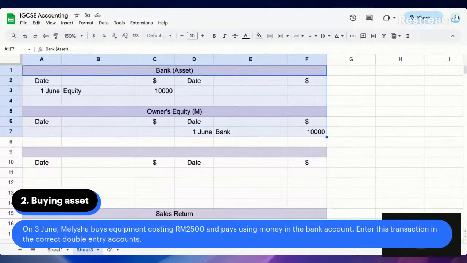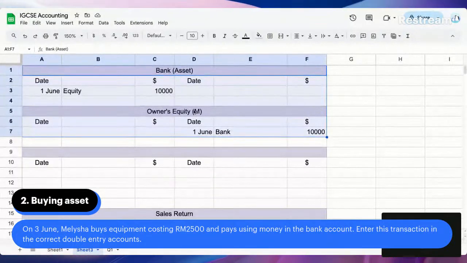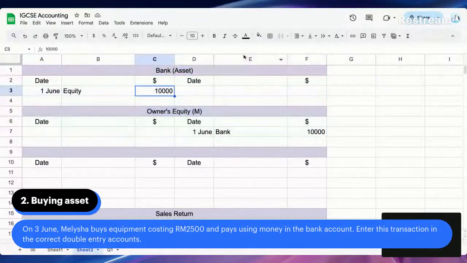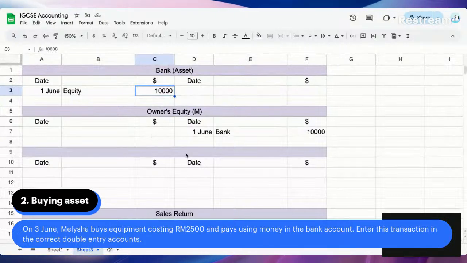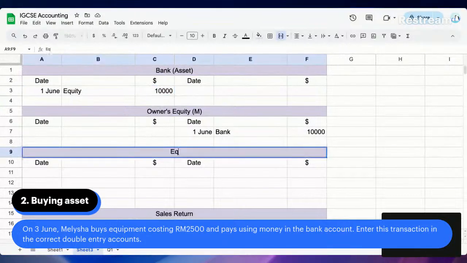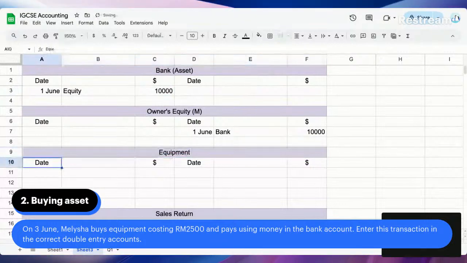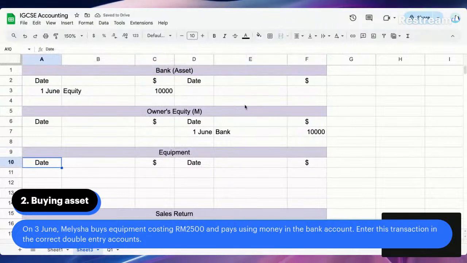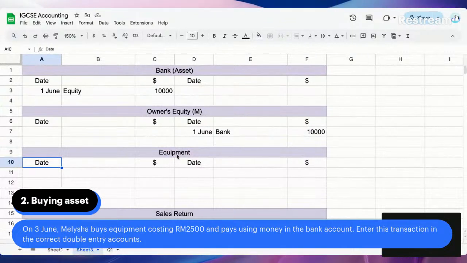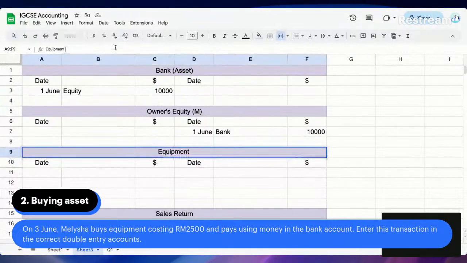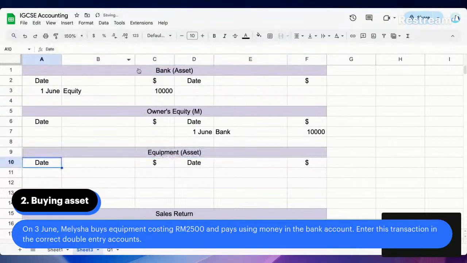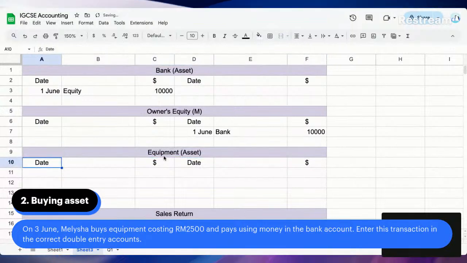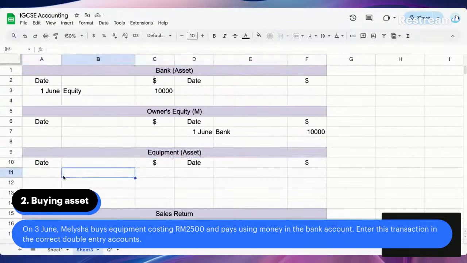All right, so in the bank account, we have 10,000 right now, right? And then it's 2,500. You need to purchase an equipment. So I need to open another account, which is equipment. Equipment is something like maybe a machine that Melissa is purchasing. So it's an asset. Put the hint here. By right, you shouldn't put this here. You don't need to put this here. Okay. For an asset increase, we know that it should be here.